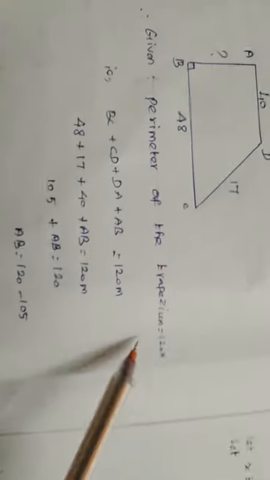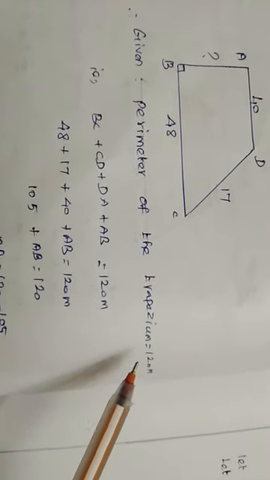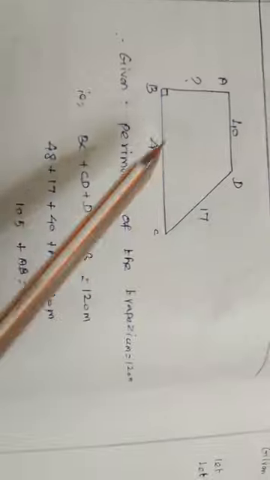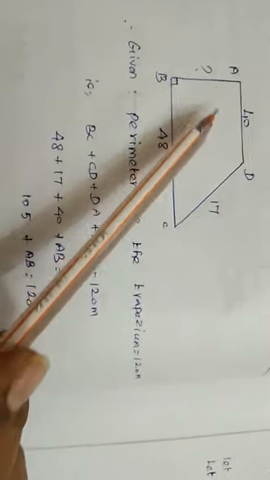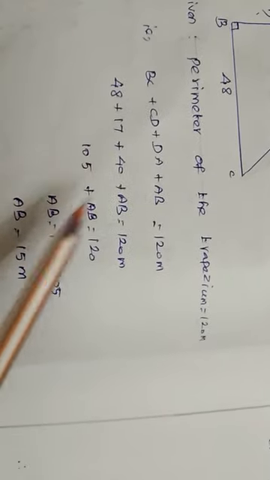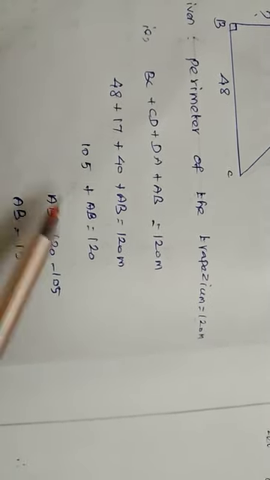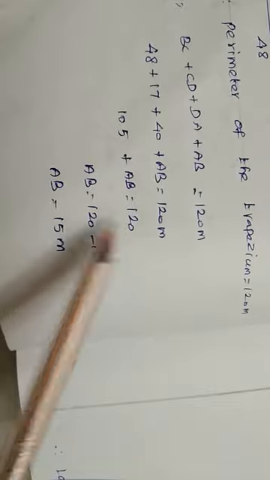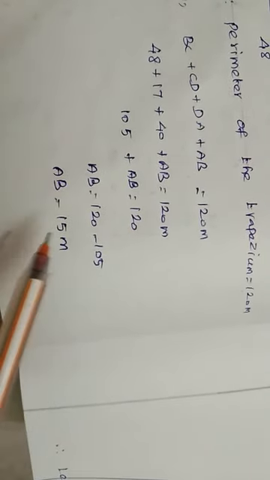So the perimeter of the trapezium is equal to 120 meter, it's given. So the sum of the sides BC plus CD plus DA plus AB equal to 120 meter. So 48 plus 17 plus 40, so 105 plus AB equal to 120, AB equal to 120 minus 105, so AB equal to 15 meter. So this length is 15 meter.